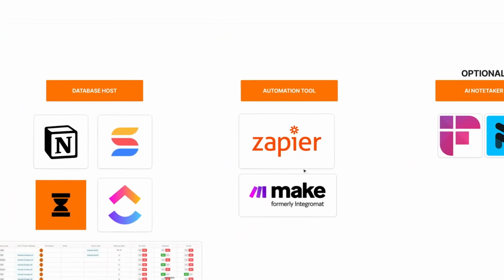And the last thing we talk about is an automation tool. Once again, you have different options here. You can use Zapier, you can use Make. Now, in all honesty, they don't differentiate that much. You can choose whatever you prefer. We used both depending on a specific use case.